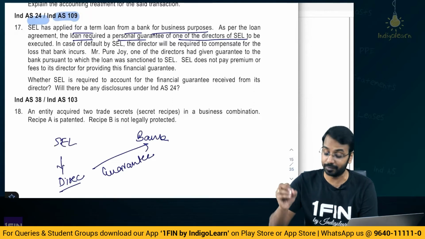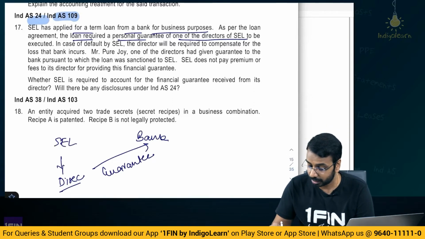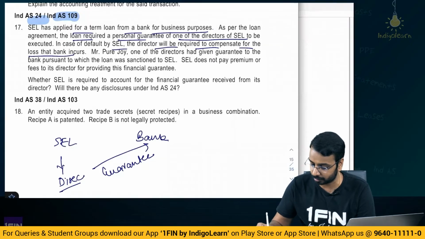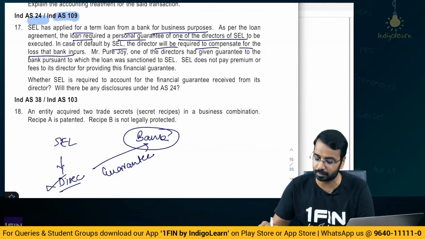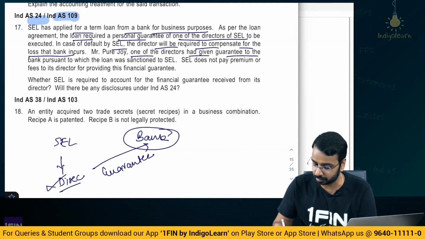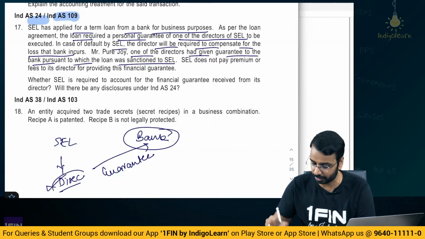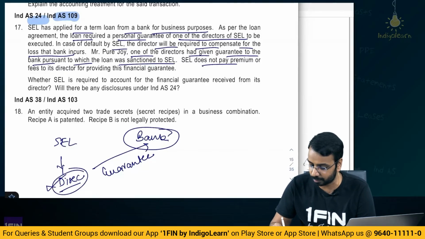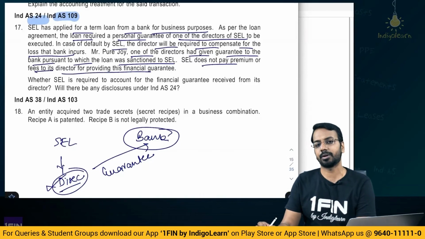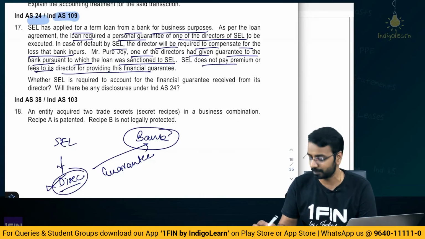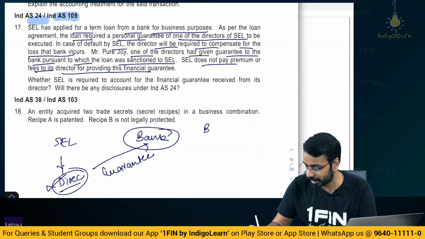SCL is getting a benefit under the guarantee. In case of default by SCL, the director will be required to compensate for the loss that the bank incurs. So if the bank incurs any loss, the director will compensate. Mr. Purejoy, one of the directors, had given a guarantee to the bank pursuant to which the loan was sanctioned to SCL. So one director has given the guarantee. SCL does not pay premium or fees to its director. Now, normally what happens is, if you ask someone to give a guarantee, for example, if there is a bank, you are a vendor and there is a customer.